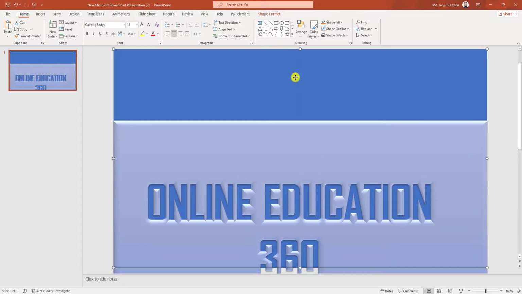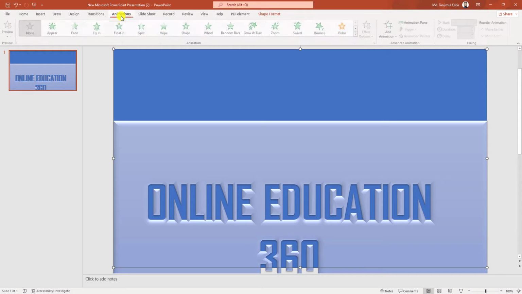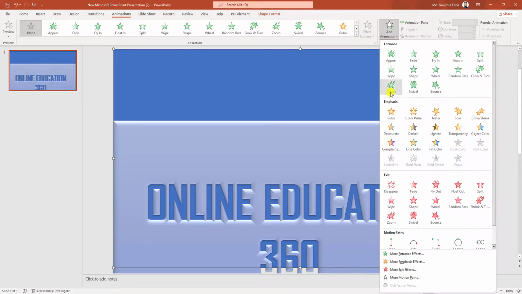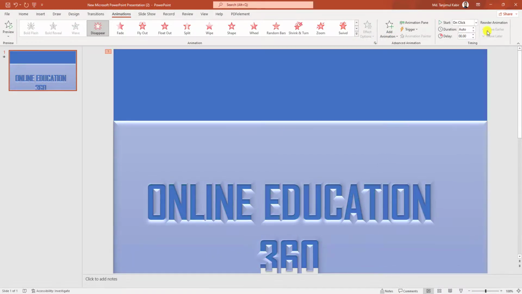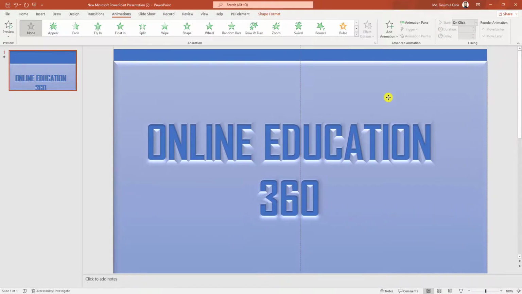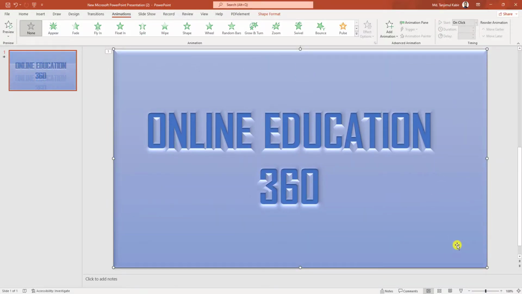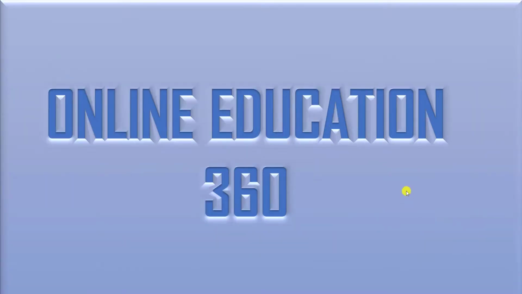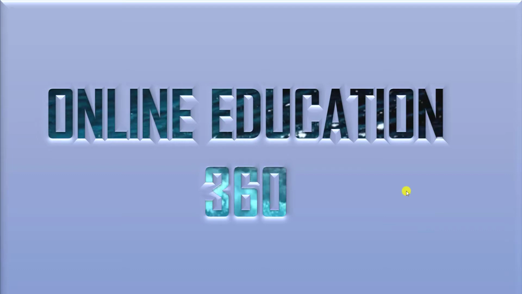Now select this shape, go to Animation, go to Add Animation, click on Disappear, on click. Now let me place the shape like this. So if I want to watch the slideshow, what will actually happen? Let me click on Slideshow and let me click on the Space button. So here you will see my web animation.